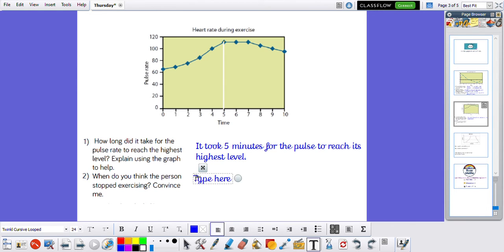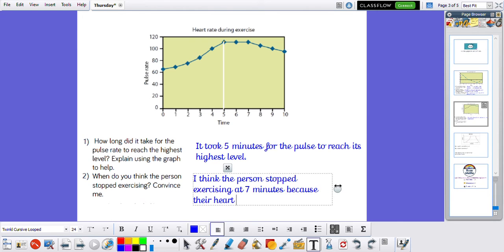So, how would we write that? So, I think the person stopped exercising at 7 minutes because their heart rate begins to decline after remaining the same for 2 minutes. Okay, just like that.